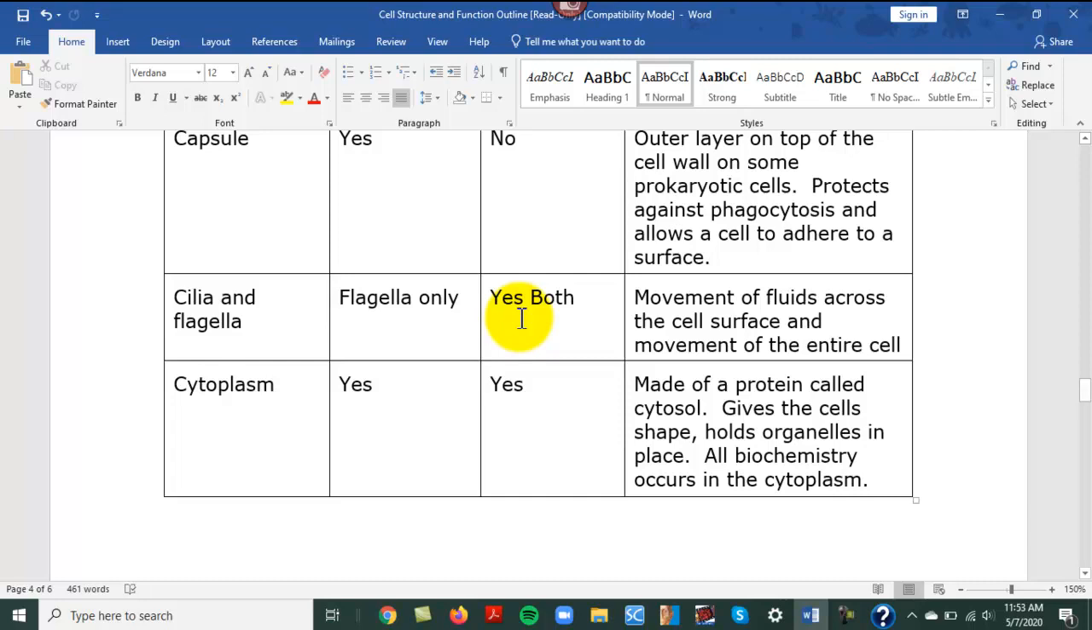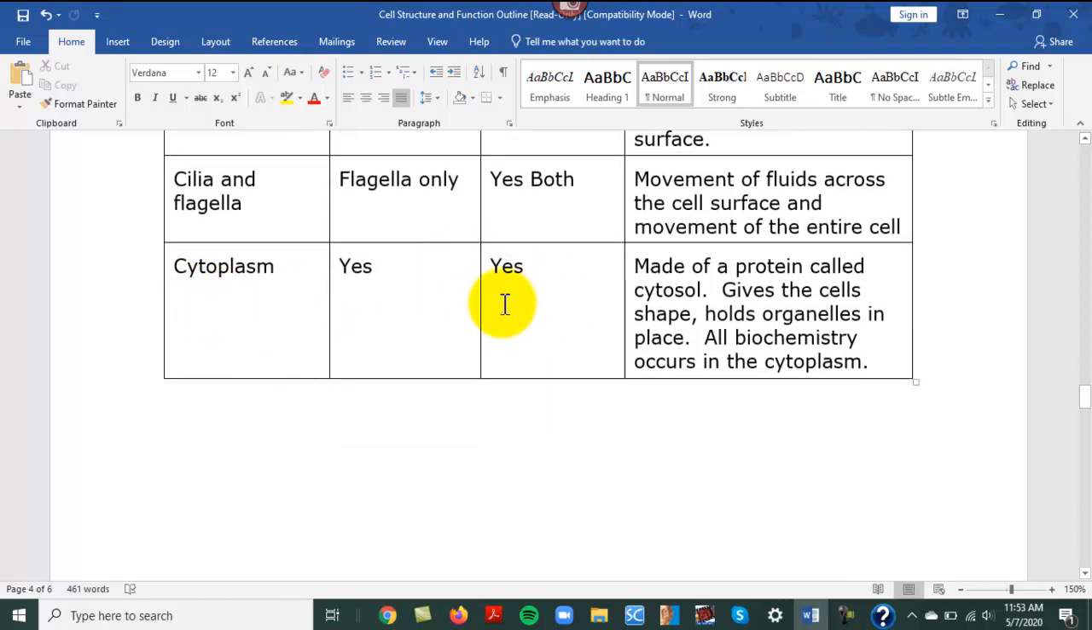Human beings have a ciliated layer in the lungs. It's actually called pseudostratified ciliated columnar. It traps dirt and things that are inhaled. Cytoplasm in both, yes. And it is a big area where biochemistry takes place. It holds all the organelles in place.